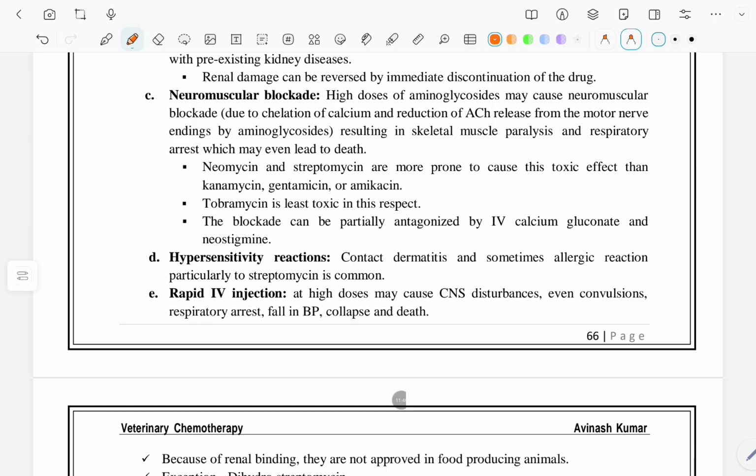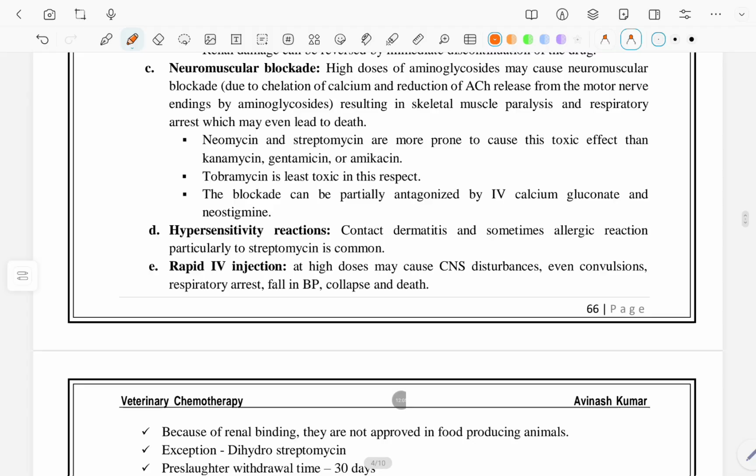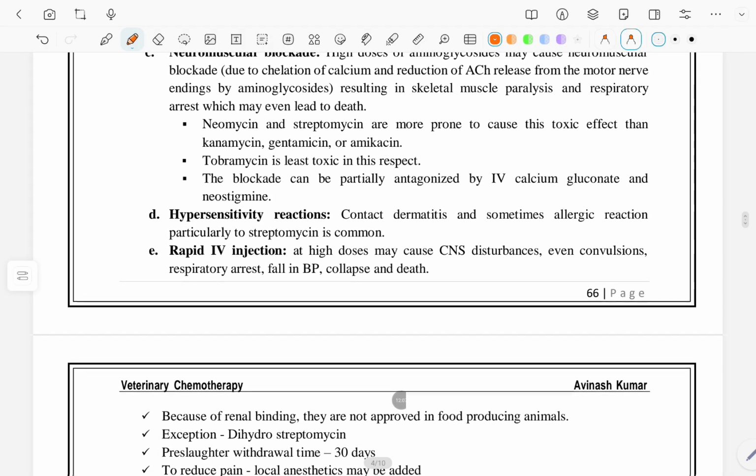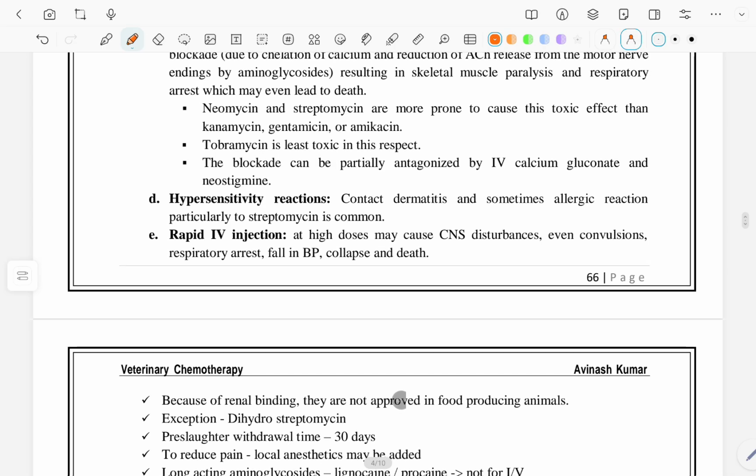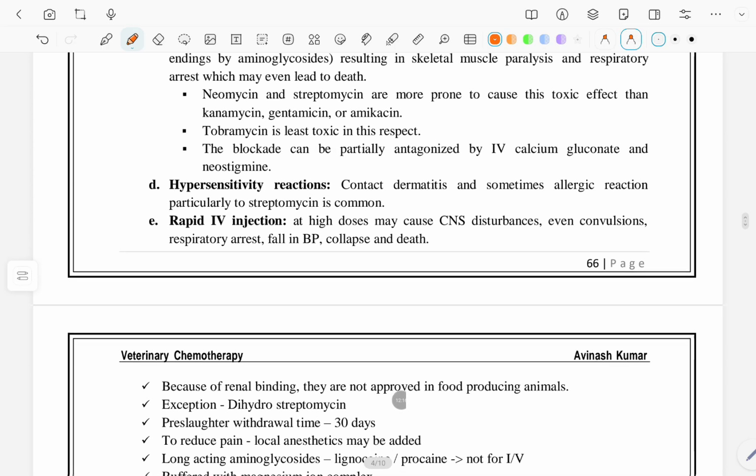A high dose of aminoglycoside may cause neuromuscular block due to chelation of calcium and reduction of acetylcholine released from the motor nerve ending, resulting in skeletal muscle paralysis and respiratory arrest, which may even lead to death. Neomycin and streptomycin are more prone to cause this toxic effect than kanamycin, gentamicin, or amikacin. Tobramycin is less toxic in this respect.